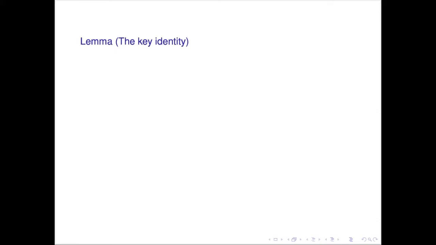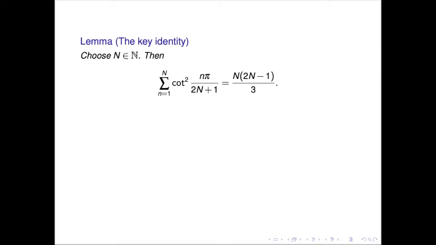We now state the key identity that is pivotal in bounding the sum of the reciprocals of the squares of the naturals. This identity is based on the function cotangent of theta evaluated at n distinct points. So let capital N be a natural number. The identity states that the sum as little n goes from 1 to capital N of cotangent squared of n pi upon 2N plus 1 equals capital N times 2N minus 1 upon 3. And now for the proof.